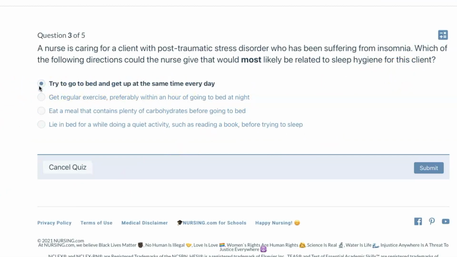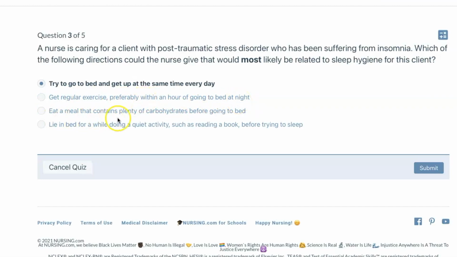That sounds good, but I'm going to read the rest of them. Get regular exercise, preferably within an hour of going to bed at night. Nope. Now, this one is a distractor, because if you are one of those people that jump the gun, essentially, and you see get regular exercise, you're like, oh, that sounds right. But if you don't read the rest of it, you're going to get it wrong.